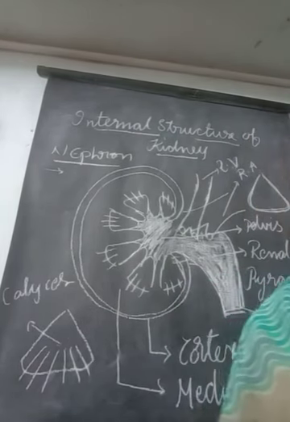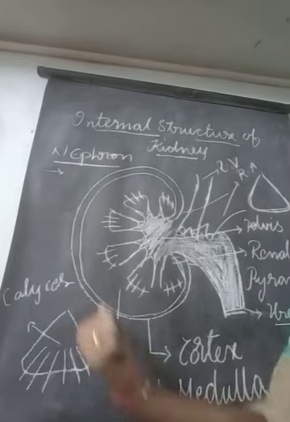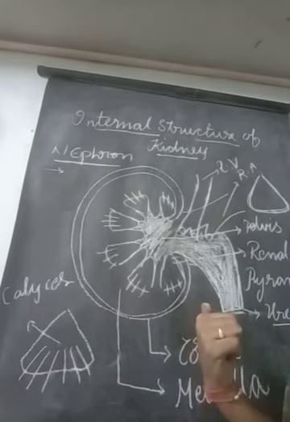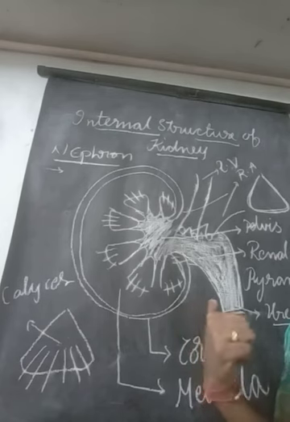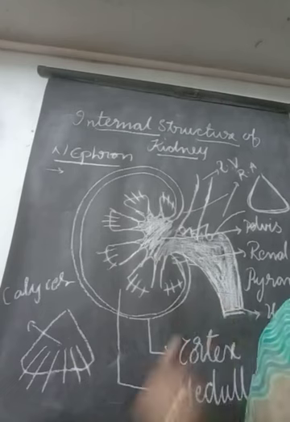Okay. We understood. Very good. So this is the internal structure of the kidney. If you see the dissection of a kidney, these are the major portions we will observe.